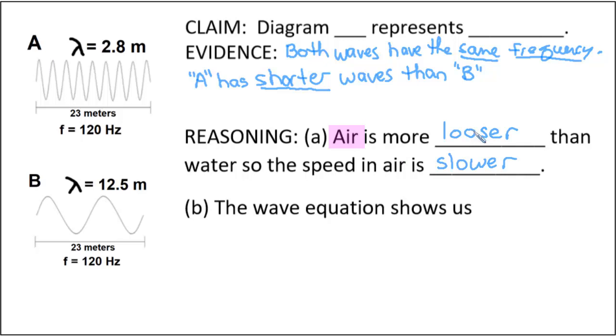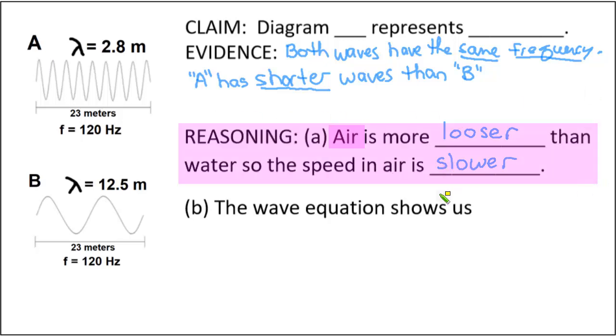So I know it's looser than water because, you know, your hand moves very easily through air. So air is very thin and loose. So because it's looser, we have to remember that since it's not as stiff as water, it's going to go slower, because it's harder for the energy waves, the sound waves, to travel through something that's loose than it is for something that's stiff. So that's our first part of our reasoning when we talk about the speed.